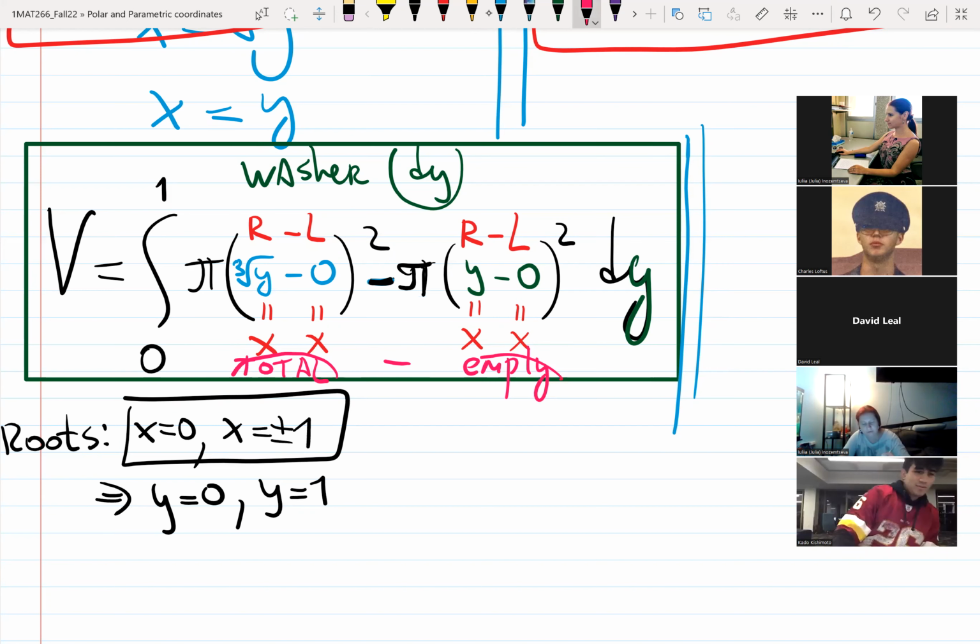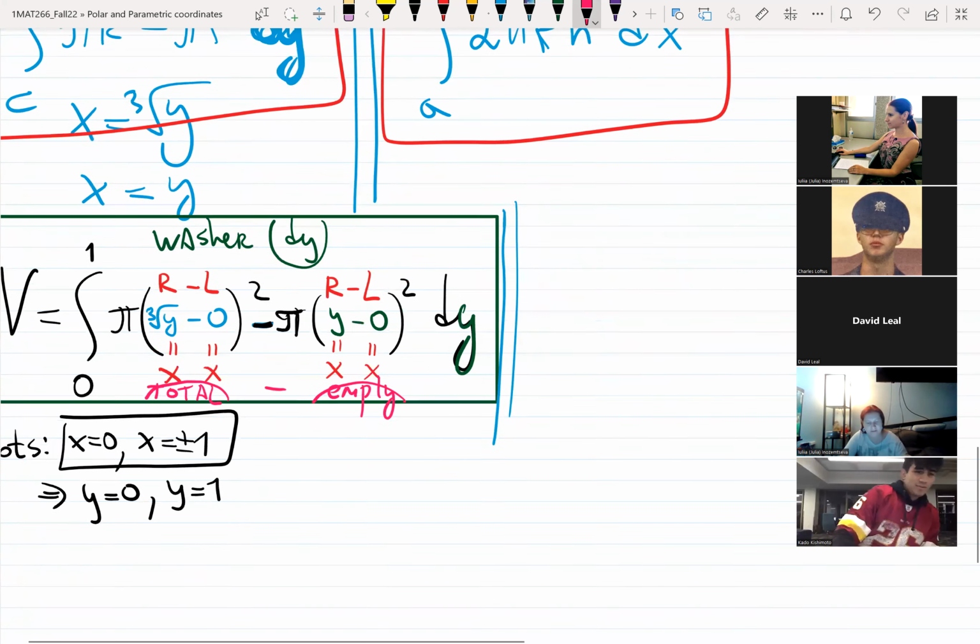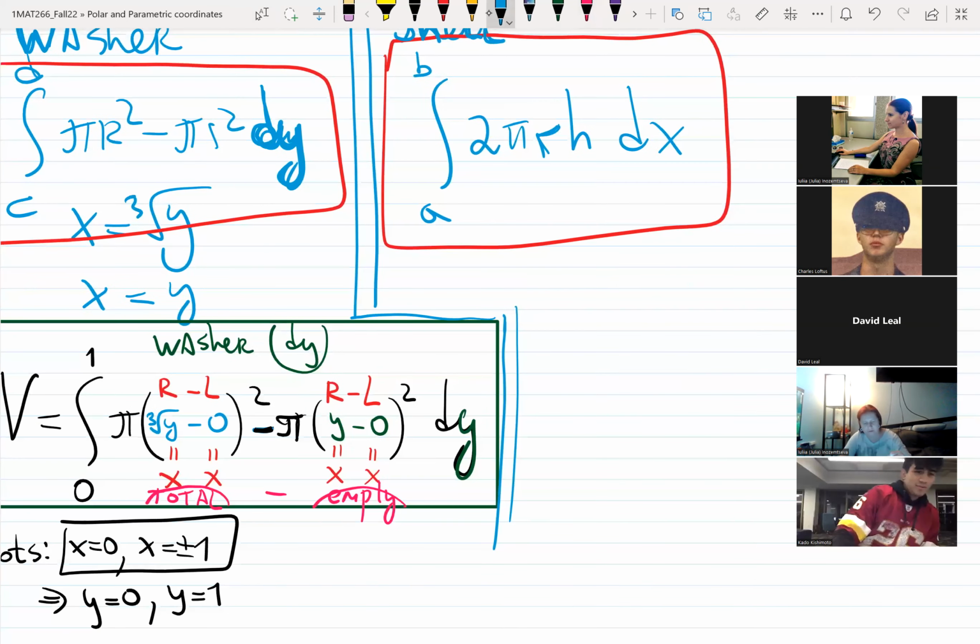Total minus empty. Now about shell method. Shell method has a different formula. Here it is, 2 pi r. So the integral will be from a to b. I can kick out 2 pi right away. The beautiful part of this is that it is not going to be changing, so it's fine.